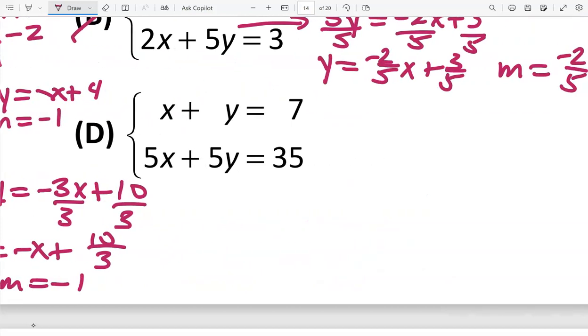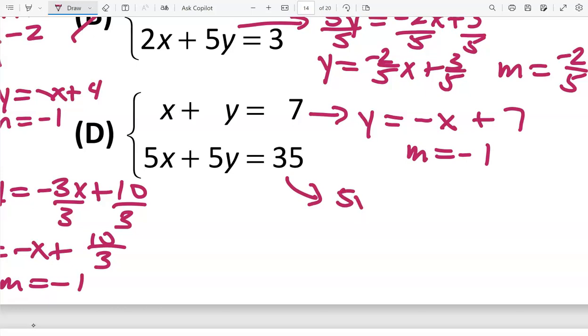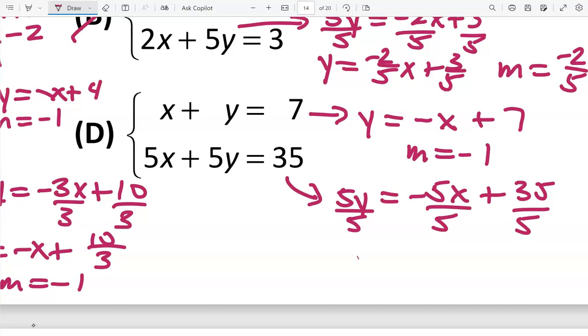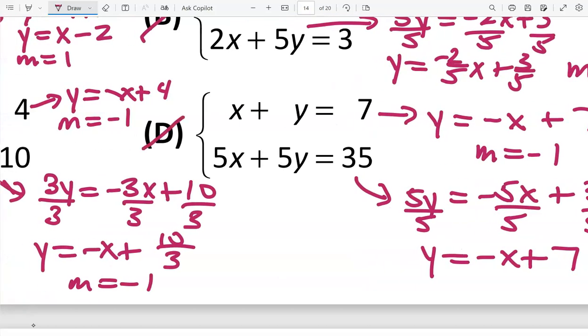Now let's take a look at D, just to talk about this answer choice. When I solve the first equation for y, we get a slope of negative 1. When I solve the second equation for y, we get 5y is equal to negative 5x plus 35. And then dividing all terms by 5, we get y is equal to negative x plus 7, which also has a slope of negative 1, but notice that this equation is exactly the same as the other. That means that these two lines are identical lines, meaning they graph on top of each other, not parallel lines. So this would have infinitely many solutions if we solve that system.